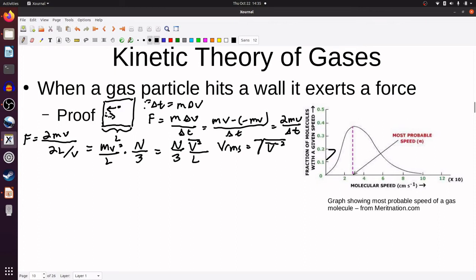Okay, so we'll make a substitution for VRMS. That's going to give me n over 3, and then times that by mVRMS squared. RMS stands for root mean squared, by the way, over L. Now, I need to work a little bit with that.